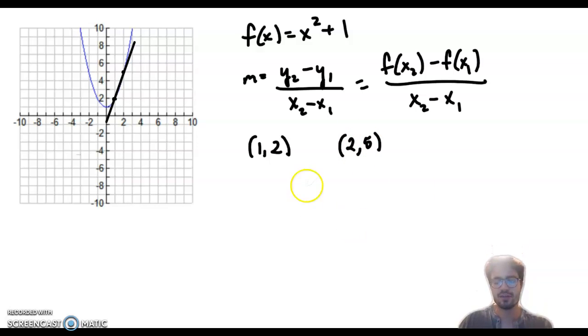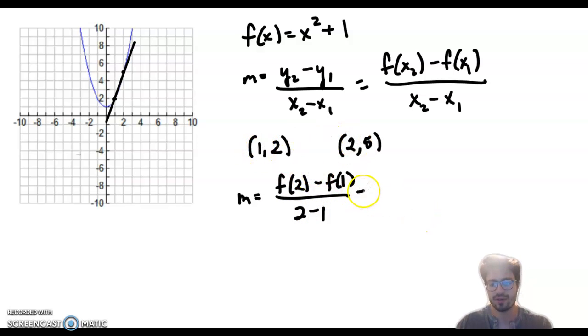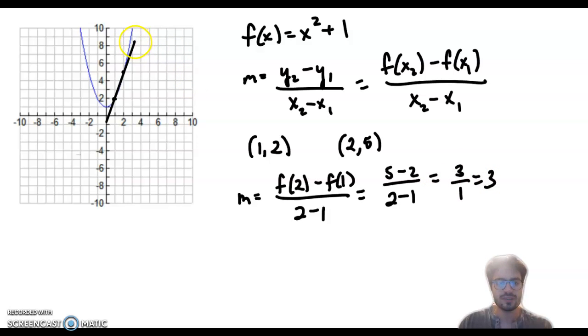So I want to find the slope of this secant line. I can start us off: it's f(2) minus f(1) over 2 minus 1, right? I'm subtracting the x's and I'm subtracting the y values. We know that's going to be 5 minus 2 over 2 minus 1, which gives me 3 over 1, which is 3. Okay, so this line has a slope of 3. We could do better. That's still not the tangent line slope.